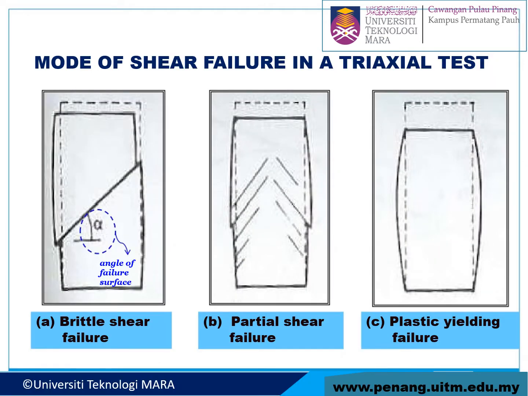Alright guys, look at this. This is the mode of shear failure in a triaxial test. First one, we have the brittle shear failure. Number 2 is partial shear failure, where we have partial shear. The first one is fully sheared, brittle shear failure. And the last one, C, is plastic yielding failure. What happened is the sample yields. It doesn't have a shear plane, but it yields, so that's why we call it plastic yielding failure.